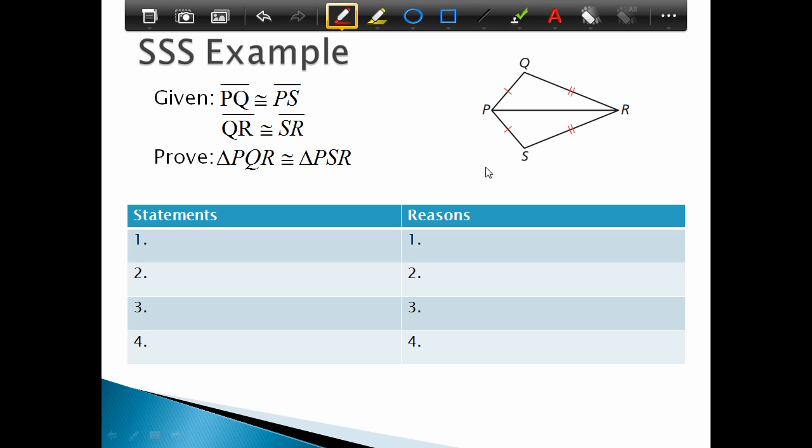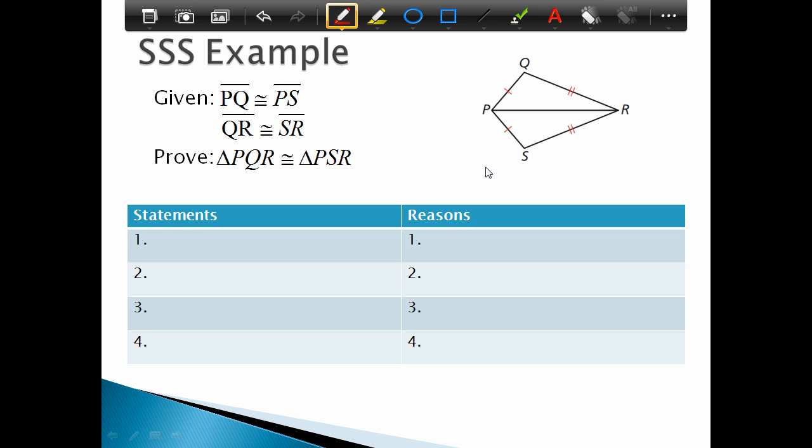Here we've got a proof. We did proofs last time. We're going to do proofs again. We're going to continue to do them throughout this unit. So we have two things that are given to us. The first one is that PQ is congruent to PS. And you'll see it's already marked there on the little diagram. We know that QR is congruent to SR, also already marked in the picture for us.